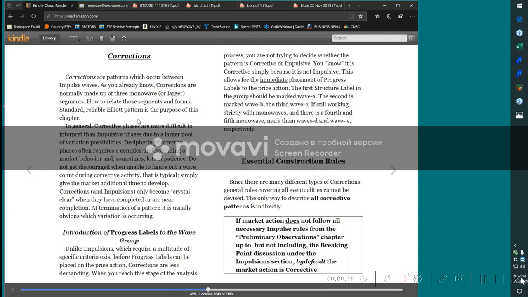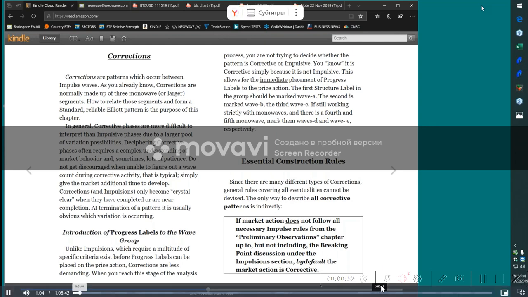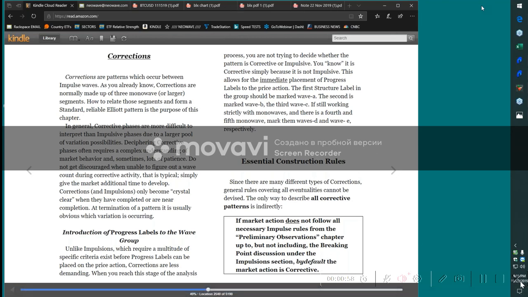So when it comes to corrections, the most important thing to realize is that you get to the corrective category mostly because whatever you're looking at didn't follow impulsive rules. So it's a default phenomenon. If you look at a pattern and it doesn't follow the rules of an impulsive pattern, by default, it's assumed to be corrective. So that's how you would get here. You wouldn't assume something is corrective first. You would assume it's impulsive first, and then through elimination, you would move on to corrective patterns.